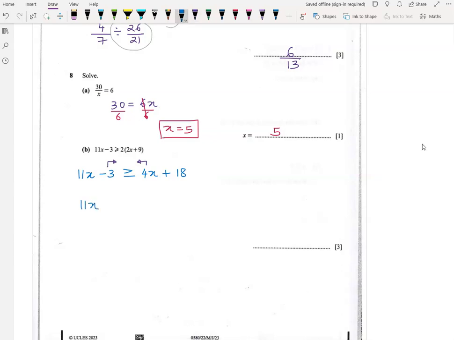So 11x, when you shift 4x to the left, it will become negative 4x. The inequality sign, 18 stays the same. Minus 3 comes to the right, it will become plus 3. 11 minus 4 is 7x greater than or equal to 21. To cancel out 7, it's in multiplication, so divide both sides by 7. You get your final answer: x is greater than or equal to 3.